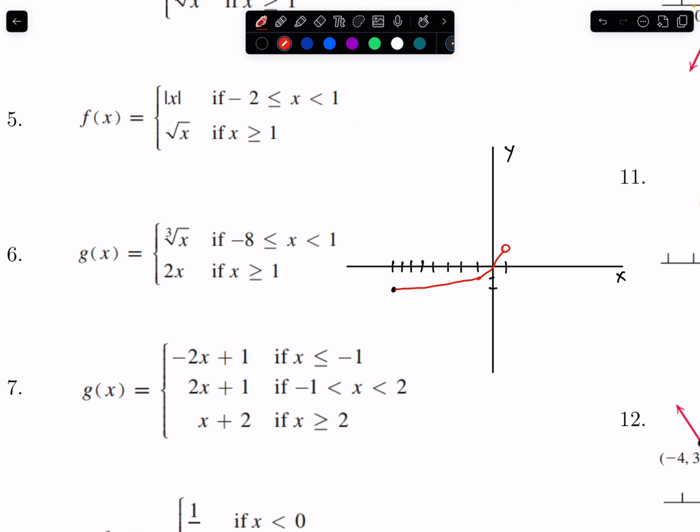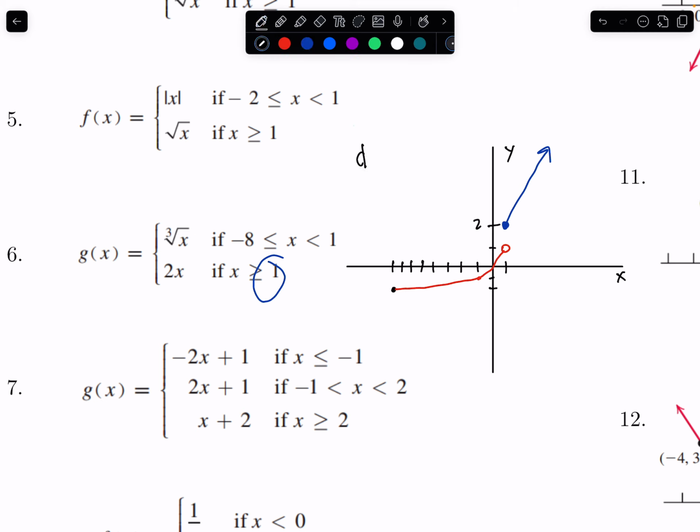And then after that, it should be 2x for 1 or greater. Now, what is 2x if I plug in 1? If I plug in 1, I get 2, right? So this was 1, 1. This is 2. Plugging in 1 as x, 2x is going to give me 2, so that means I have a little jump here to there. And then from there, it's 2x, that one. Okay, that's my graph.